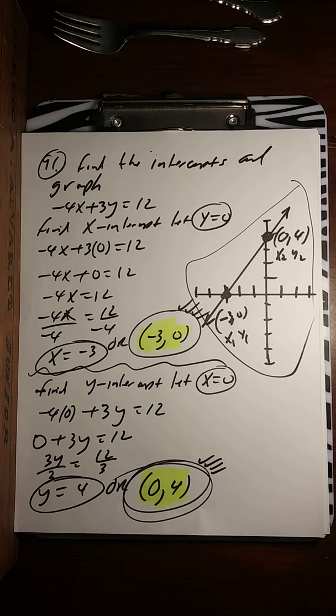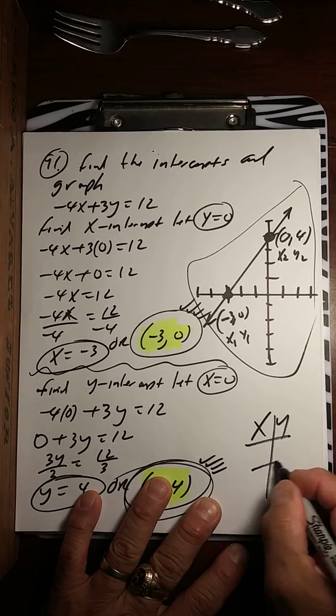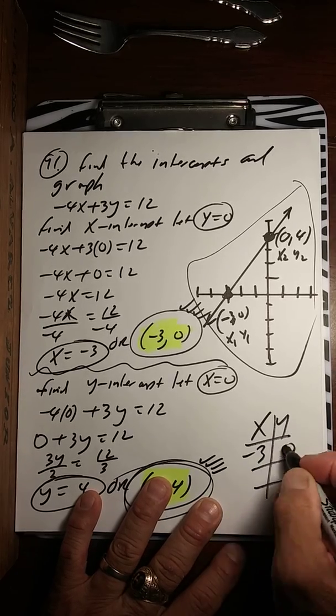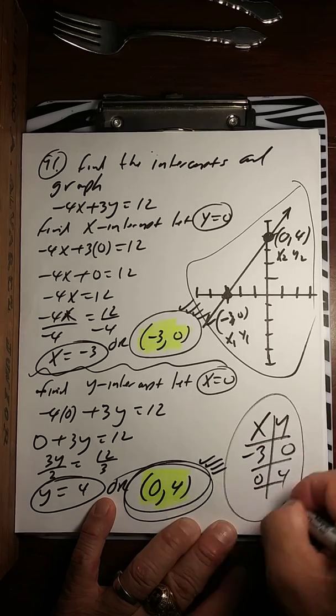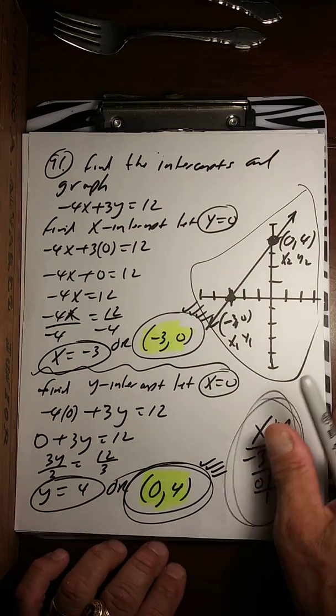Okay. Or if you want to do a little table down here, let me just do that, just to make it maybe easier to see. So -3 and 0, and 0 and 4 are the points. That's it. We're done for now.